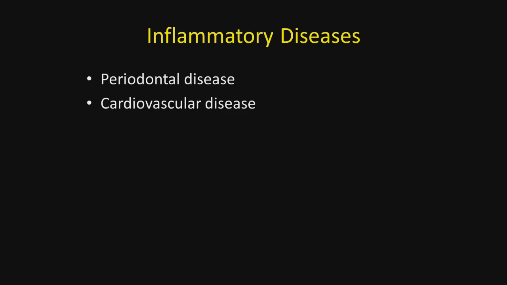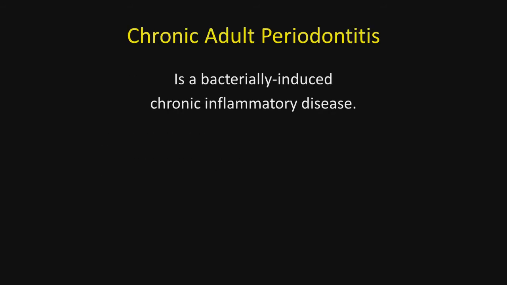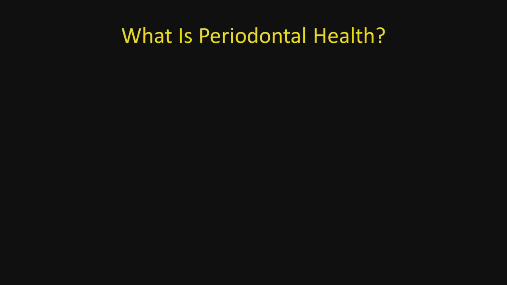What are the inflammatory diseases? We talk about the systemic link between periodontal disease, cardiovascular disease, and diabetes mellitus. But also, we consider rheumatoid arthritis and now Alzheimer's disease as inflammatory diseases as well. Let's define chronic adult periodontitis. It is a bacterially induced chronic inflammatory disease.